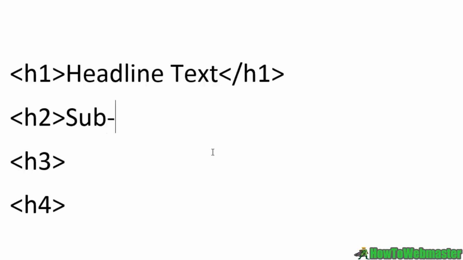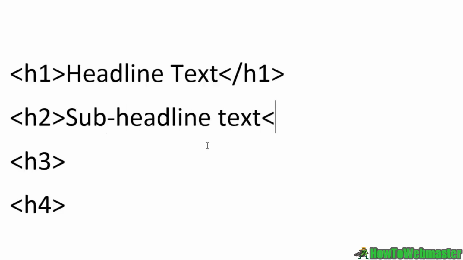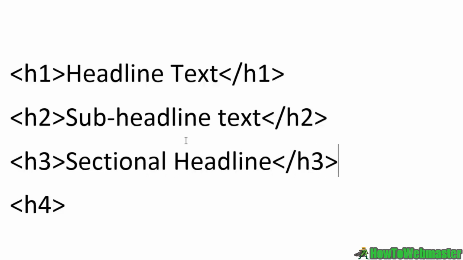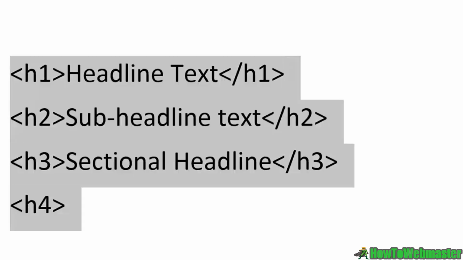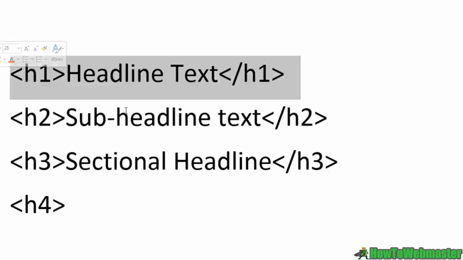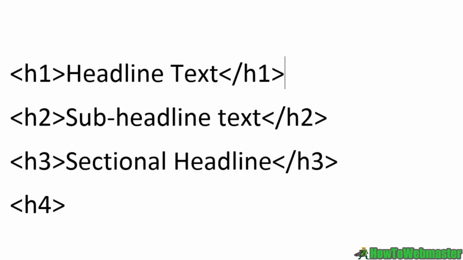This could be something like a subheadline text, and then we can close that off with /H2. And this could be something like a sectional headline, and we close it off in H3. So as the number gets bigger, the heading gets smaller, but it's still a headline. Now, when Google comes along and reads these headlines, they say, okay, this is a headline. This is a headline. This might be not as important as this headline. We don't know exactly, but that's what we've seen.